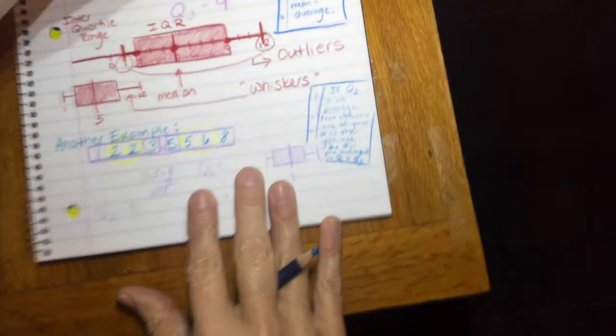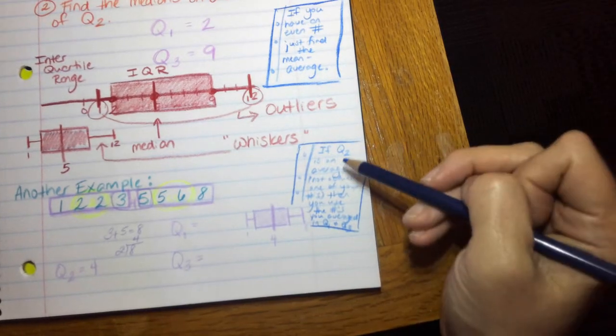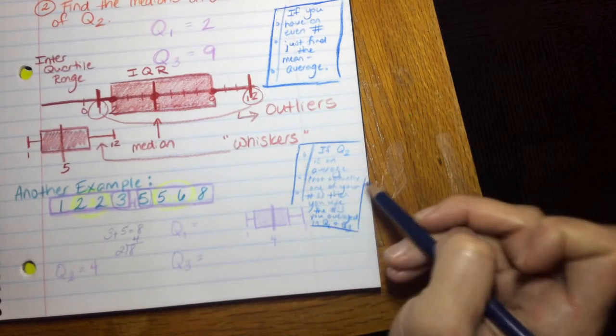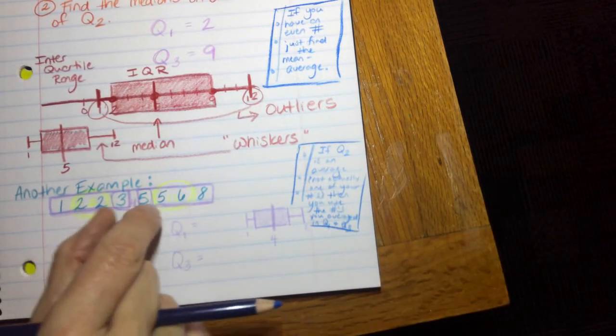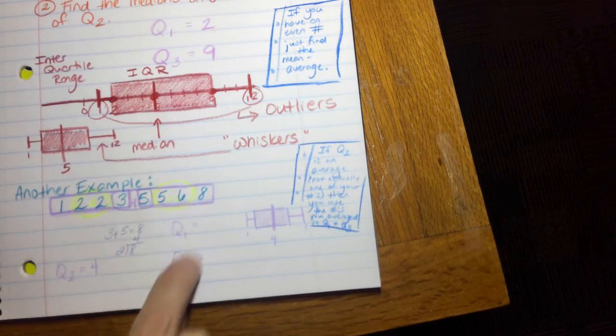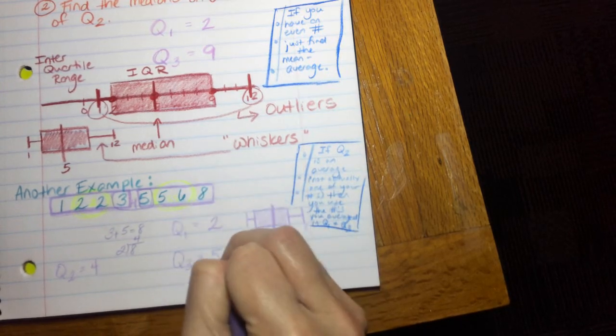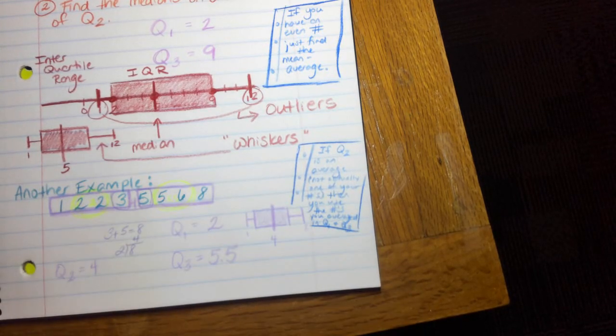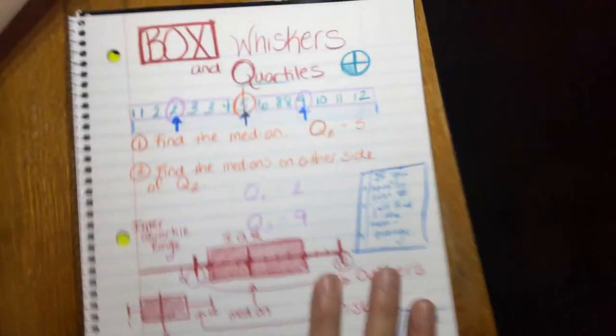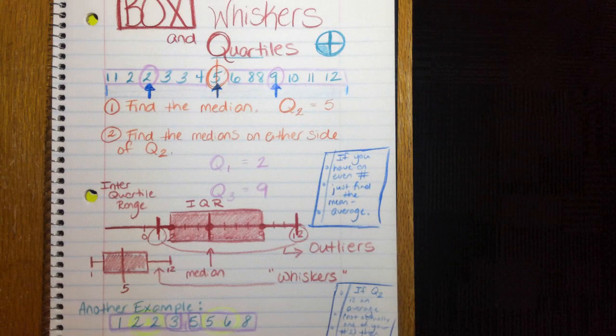sorry, I'm realizing you can't actually see what I just wrote. So if Q2 is an average, so it's not actually one of your numbers, then you use the numbers you averaged, the 3 and the 5, to find Q1 and Q3. And of course, Q1 was 2 and Q3 was 5.5. Okay? All right, so there you go. Box, Whiskers, and Quartiles.